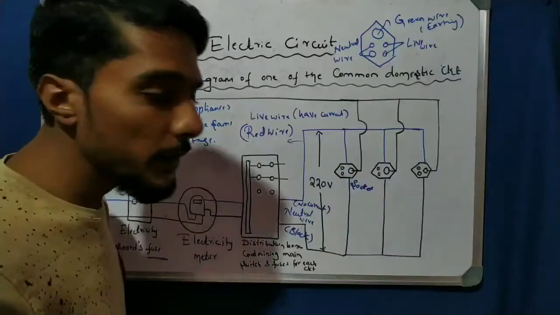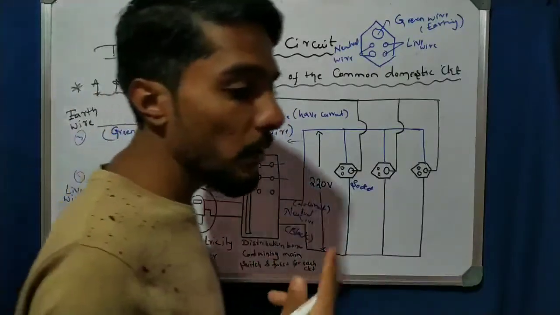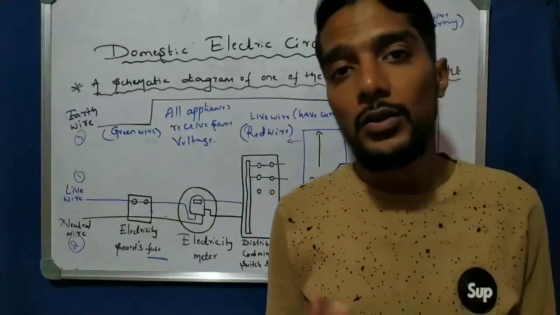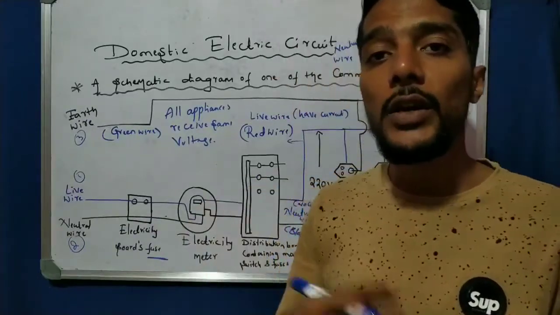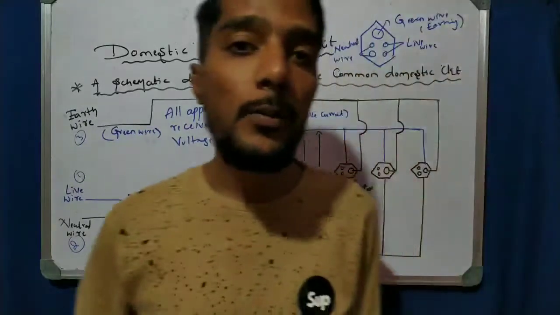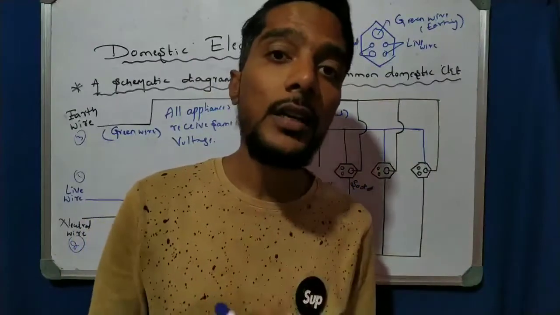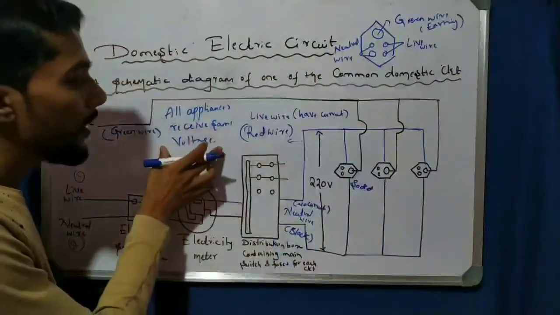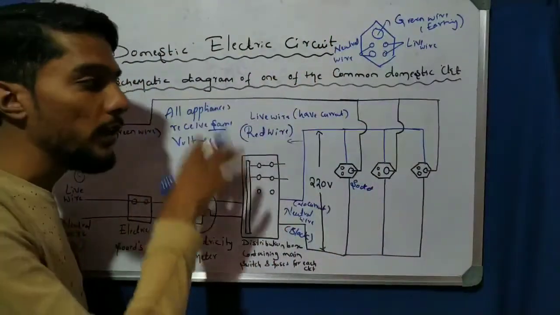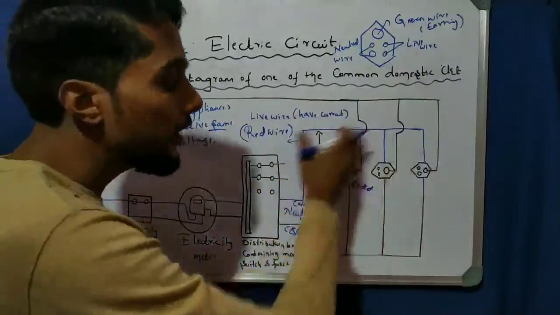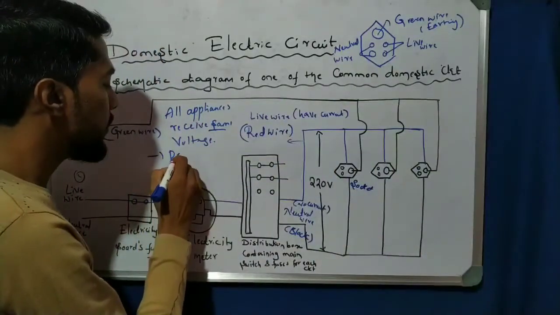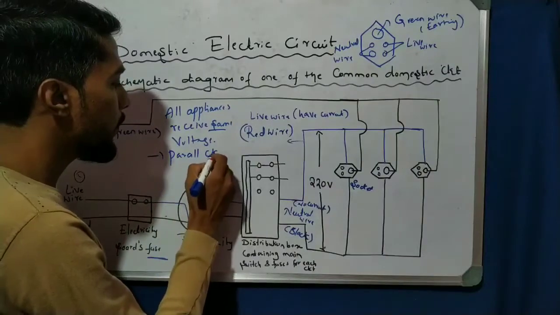So same voltage means which type of connection it is? Revise the electricity chapter. We have two connections, one is series and one is parallel. In the parallel connection we observe that the current is changed but the voltage is the same. So if the voltage in that circuit is the same, what circuit is this? Parallel connection. Okay, parallel circuit.